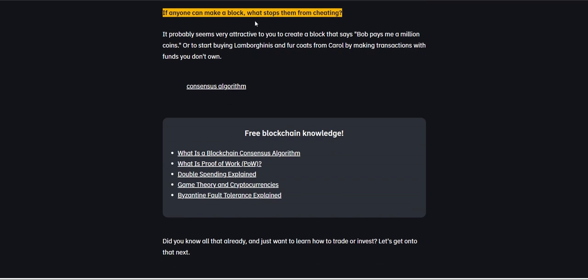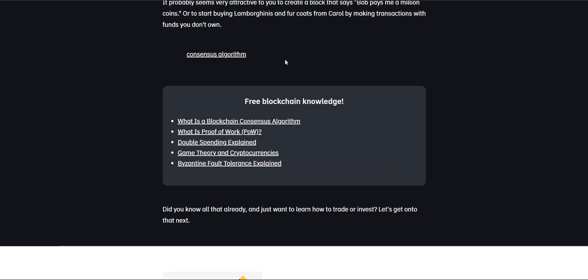If anyone can make a block, what stops them from cheating? It probably seems very attractive to you to create the block that says Bob pays me 1,000,000 coins, or to start buying Lamborghinis and fur coats from Carol by making transactions with funds you don't own. Consensus algorithm. We'll go over that. Free blockchain knowledge. We're going to go over this on a later video.